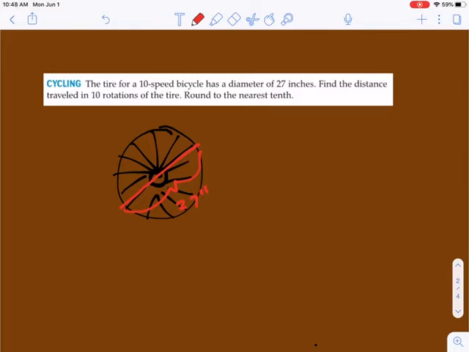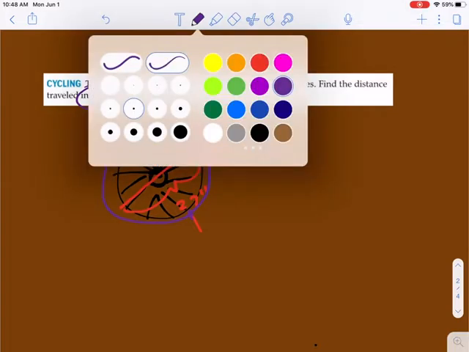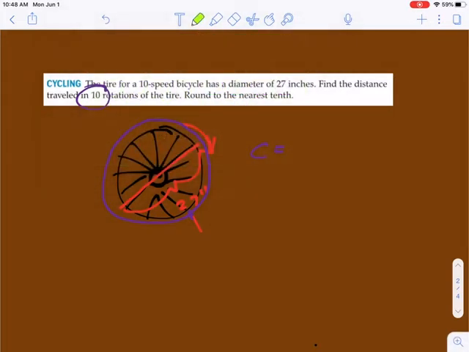It says, find the distance traveled in 10 rotations of the tire. So that means that as the tire turns and goes this way, it would start here, and then you would go around. Oops, that's bad. Let's do a different color. Start here, and it would go around. That would be one time around, and they want to know what that is for 10 rotations. So one of those around is just a circumference, right? So we would need 10 of those. I'm going to go to a color that you can see better. So we need 10 circumferences.